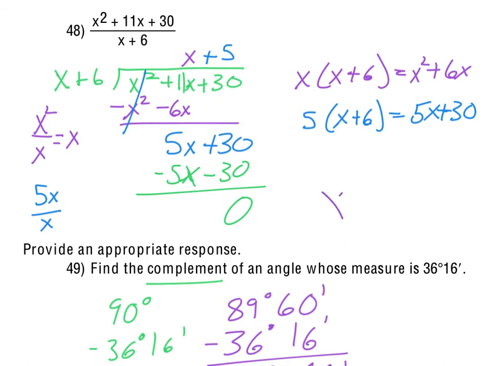And so the answer really is that quotient of x plus 5. I don't know why I put that in parentheses, but that's the answer. So x squared plus 11x plus 30 divided by x plus 6 is x plus 5.